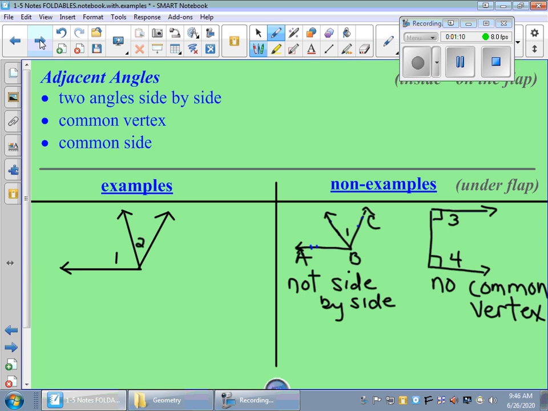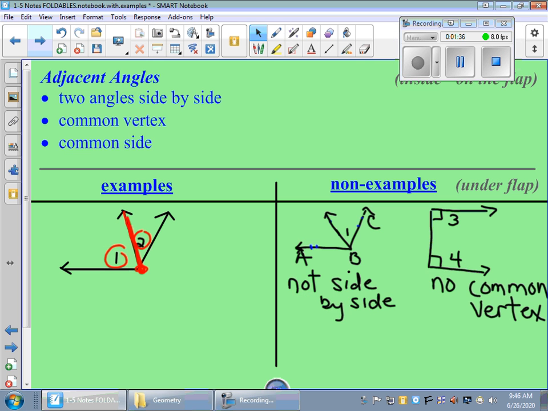First thing we want to talk about here is what is adjacent. Two angles that are side by side. They share a common vertex, and they share a common side. So in this example, angle 1 and angle 2 are called adjacent angles. Here's their common vertex. They share that common line, and they have their own separate angles. Common vertex is here, and there's your common side.